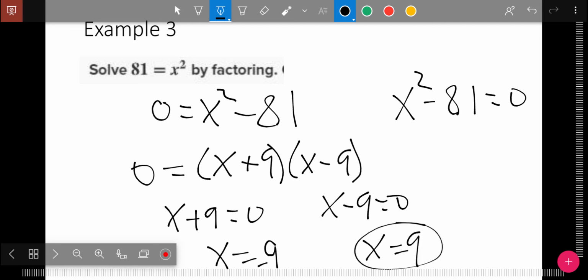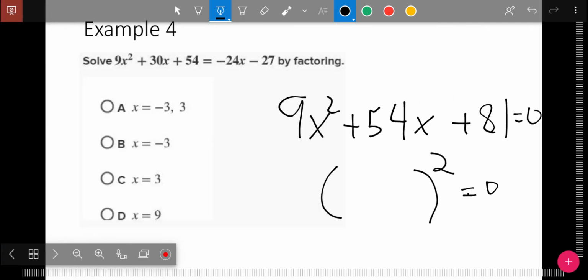Last but not least, first thing I have to do is set it equal to 0. So I already did all of that work for you here. And then 9x squared is a perfect square. It's 3x times 3x. 81 is a perfect square. It's 9 times 9. All right, you have to do 9 times 3 times 2 to get 54. This is a little bit tricky.